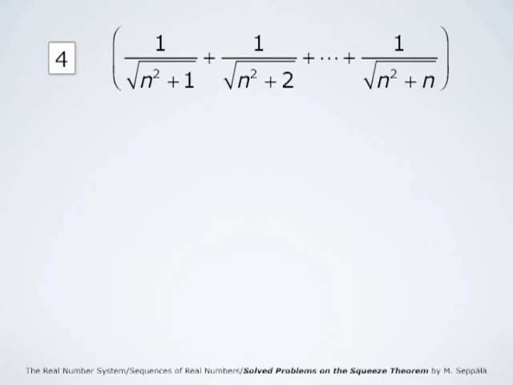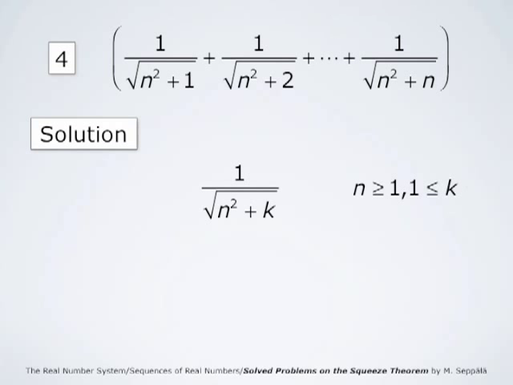We have to study the convergence of the sequence formed by the terms 1 divided by square root of (n squared plus 1), plus 1 divided by square root of (n squared plus 2), plus and so forth, plus 1 divided by square root of (n squared plus n). This is a sequence whose general term is a sum of n different terms. We have to use the squeeze theorem to figure out whether this sequence converges.